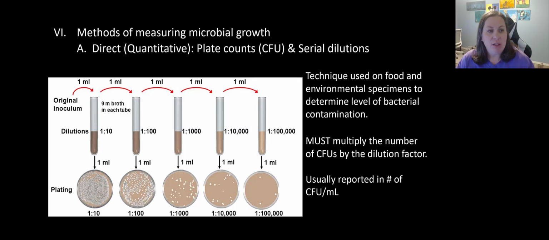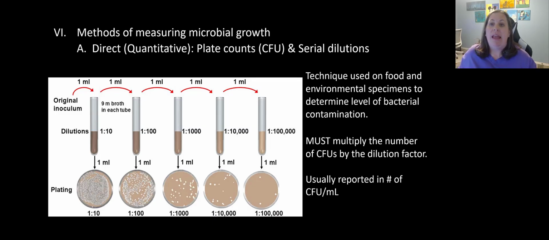So we start with our first plate and then we dilute it and we dilute it and we dilute it until finally you can count 3 on the last plate. There's 3 colonies. However, it's not just 3 colonies. It's where it's 1 to 100,000. So if there's 3, that means there's 300,000 bacteria technically there. All right. So you must multiply the number of CFUs by the dilution factor in order to find out exactly how many are present. These are usually reported in number of CFUs per milliliter.